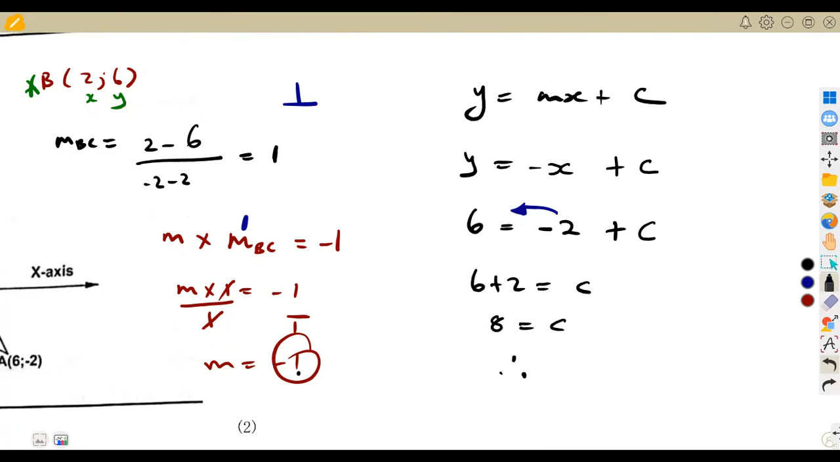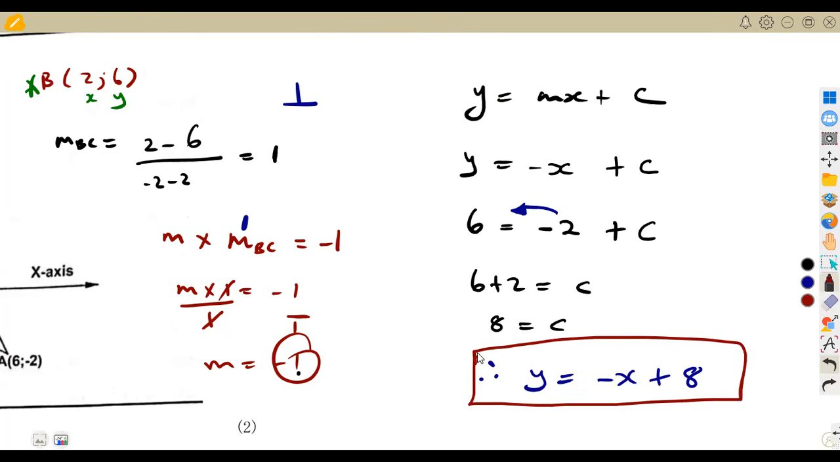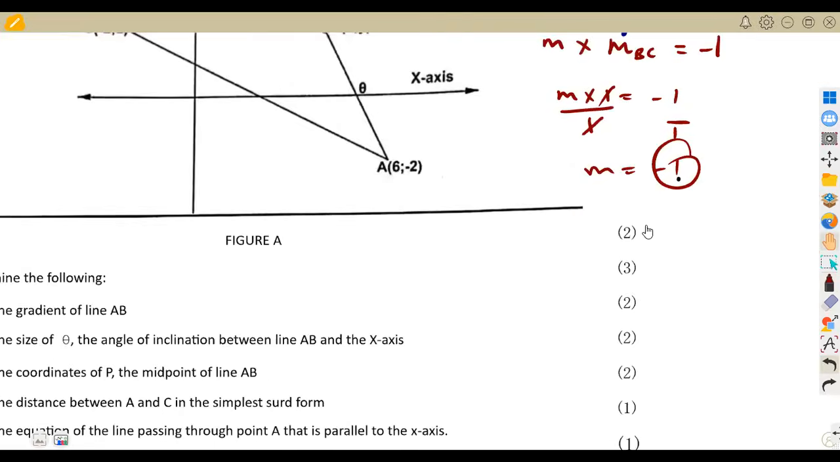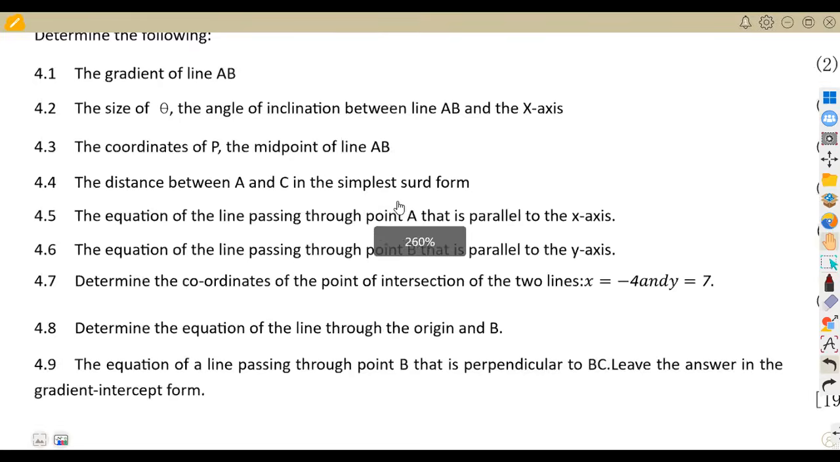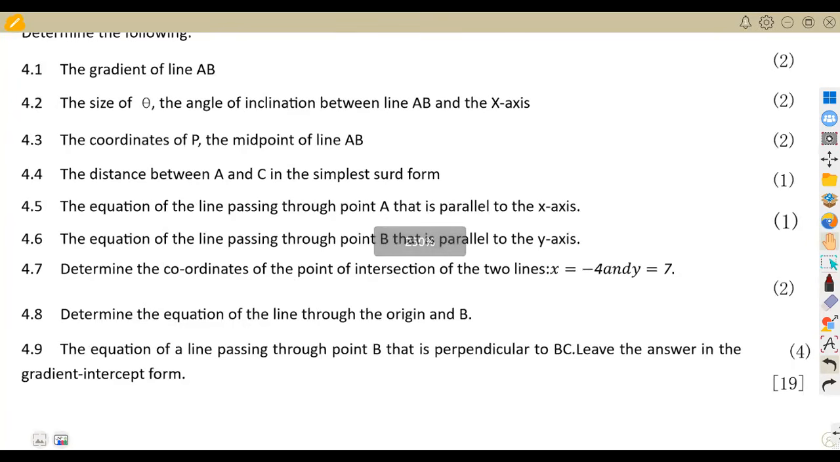So therefore, the equation of this line is going to be y = -x + c, which is -x + 8. We got our c as 8. So this is the equation of the line that we're going to have at the end. These are the typical questions. We just have to be very careful how our questions are given. So that was 19 marks on everything on this question.